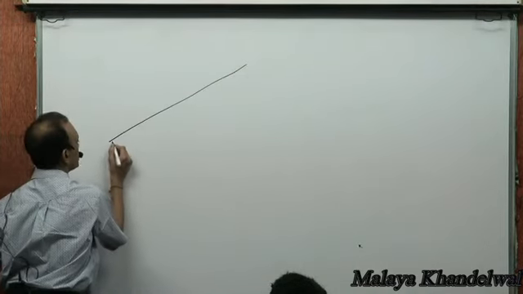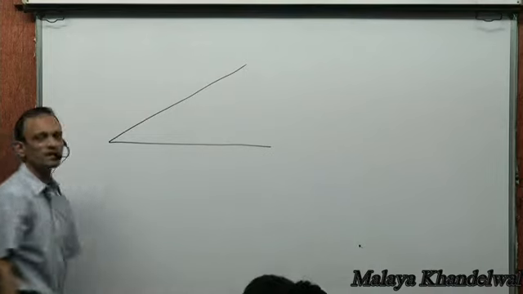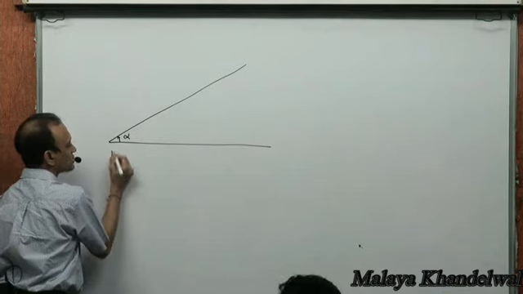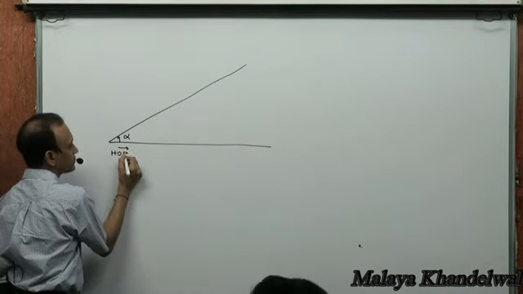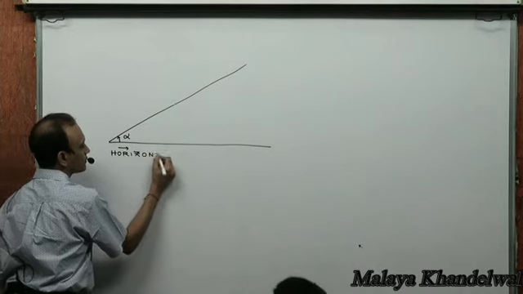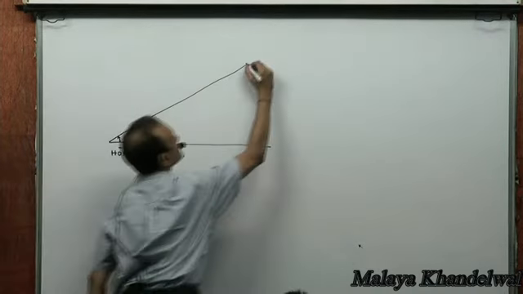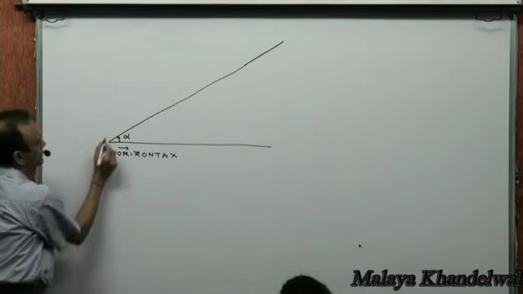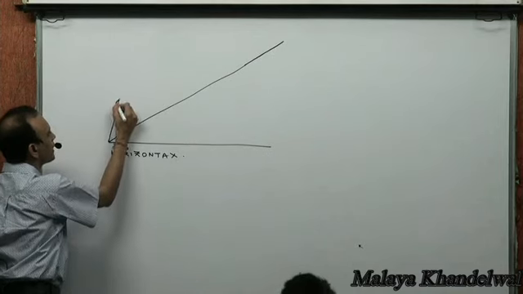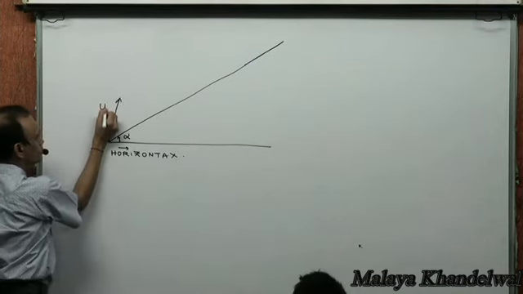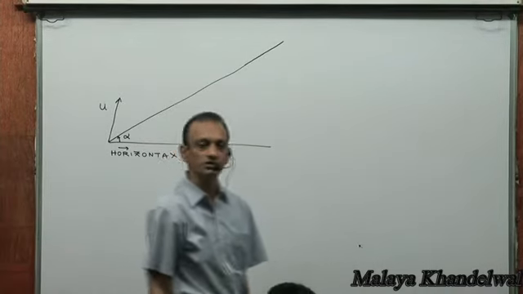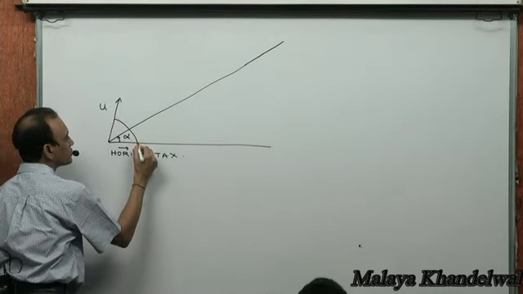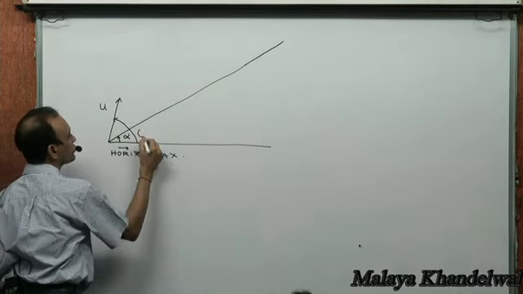if there is an inclined plane, say an inclined plane making an angle alpha with the horizontal. This is the horizontal level, and this is an inclined plane, and we happen to launch a particle with a velocity u, making an angle theta with the horizontal.